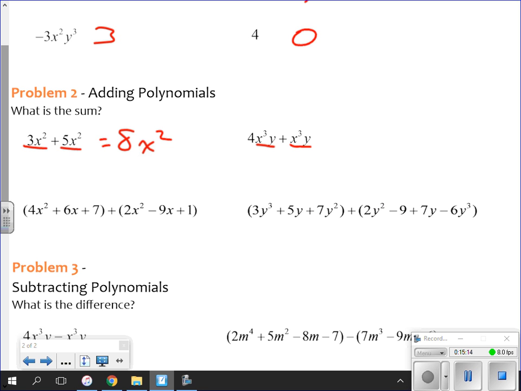I don't care about the number in front. I just care about the variable part. X cubed y. Yeah, that's exactly the same. How many x cubed y do I have? I've got a 1 in front, right? How many of them do I have all together? 4 plus 1 gives me 5. Five x cubed y. Like I said, the variable portion does not change. You're strictly adding or subtracting the numbers in front, the coefficients. Variable portions don't change.